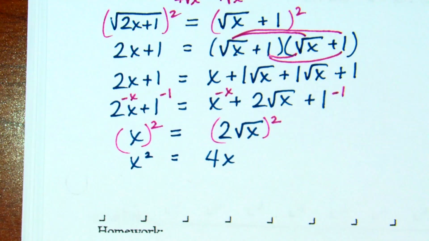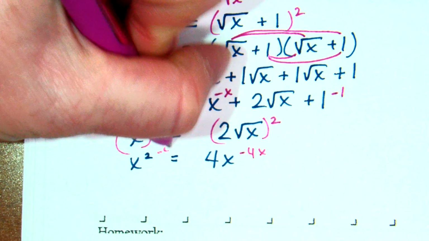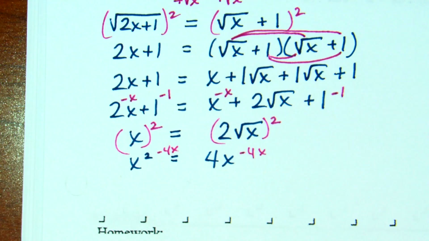Okay, guys. We have an x squared term. We have an x term. Make the equation equal to 0. I'm going to keep my x squared where it is and subtract 4x over. X squared minus 4x is x squared minus 4x. 4x minus 4x is 0.